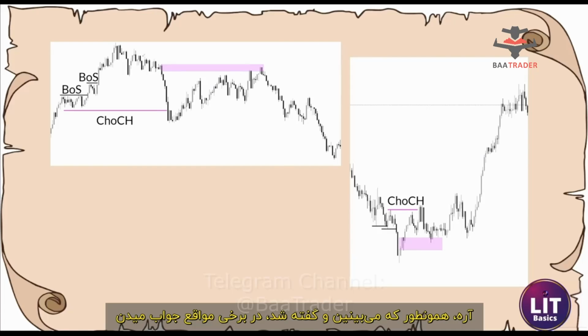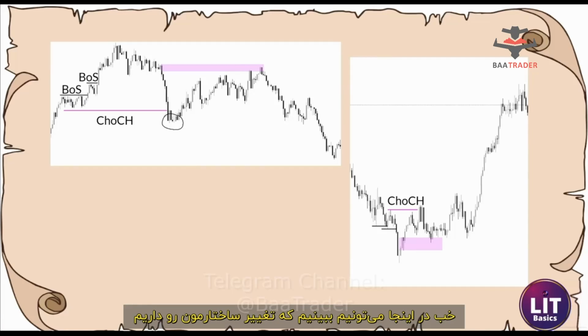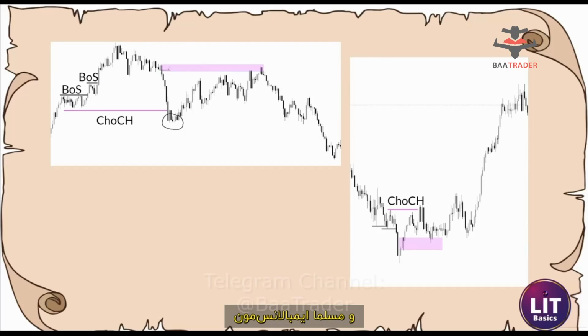So as you can see, like Reem said, there are times where it does work. Here we can see we have our CHoCH, and then obviously our imbalance and our supply candle. Price comes up, continues, lovely.